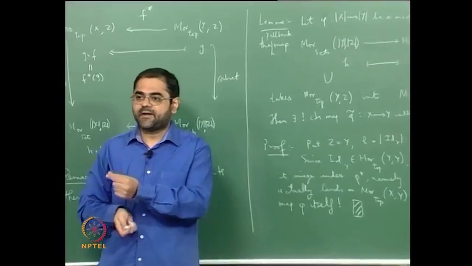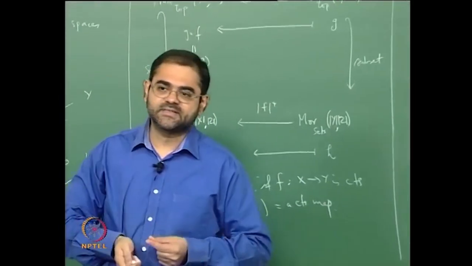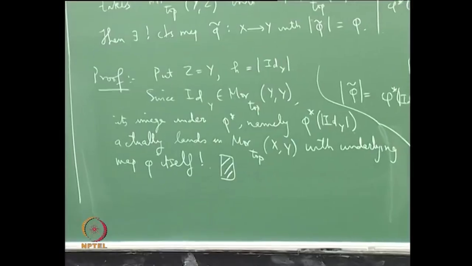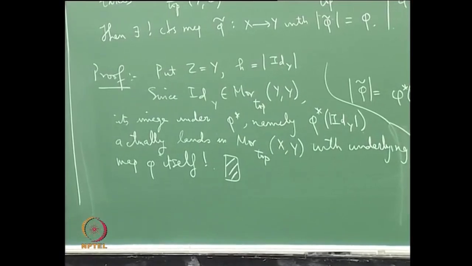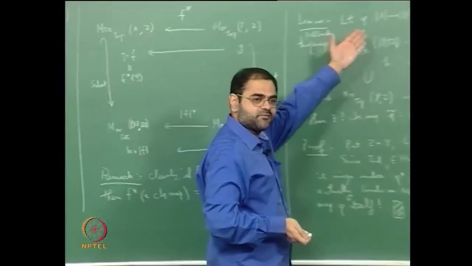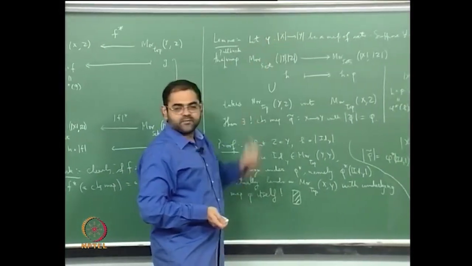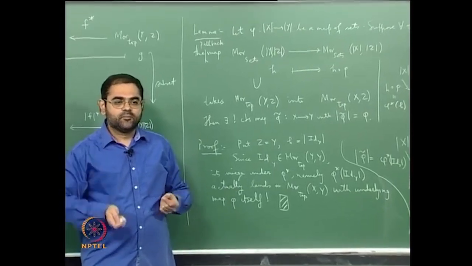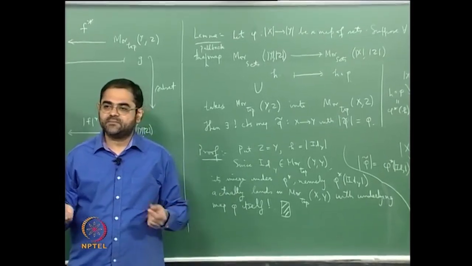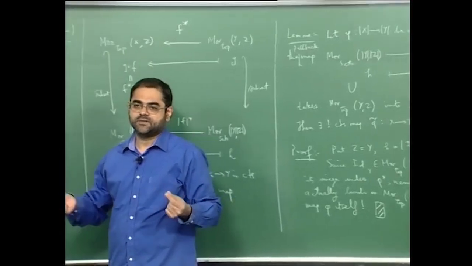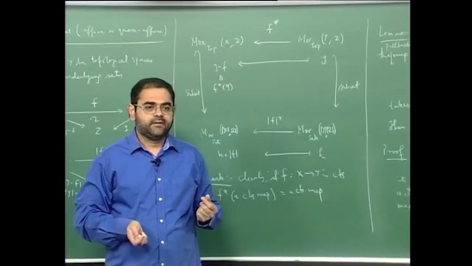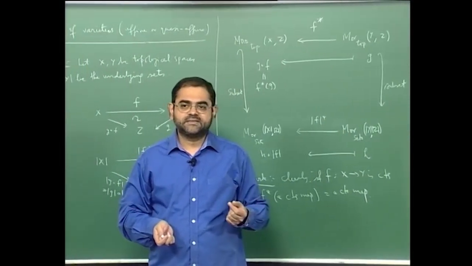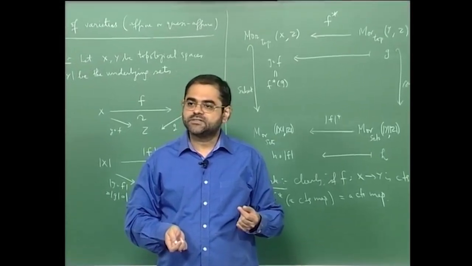So the moral of the story is that a set theoretic map between two topological spaces is continuous if and only if it pulls back continuous functions to continuous functions. A set theoretic map phi of topological spaces is a continuous map if and only if it pulls back continuous functions to continuous functions. So more generally, this is the method to define morphism. A morphism is a map such that under pullback it takes good functions to good functions.